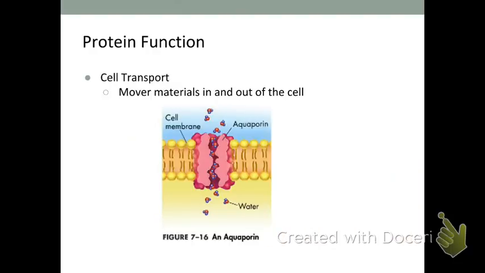And then we have cell transport, the movement of molecules in and out of the cell. That's going to be a big topic in this unit. For example, this is an aquaporin. It moves water in and out of the cell. It's like a tunnel or a channel, so water molecules can zip in and out of the cell as needed. They act like doorways or channels or tunnels for molecules that need to move in or out of the cell.